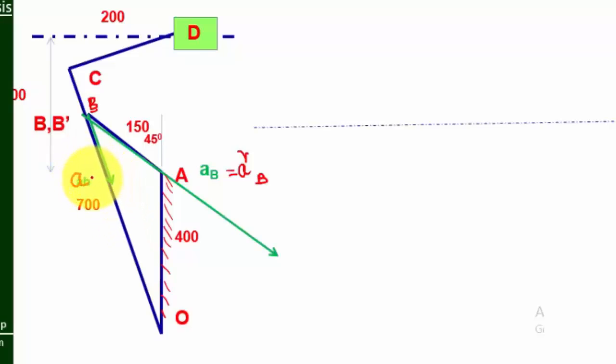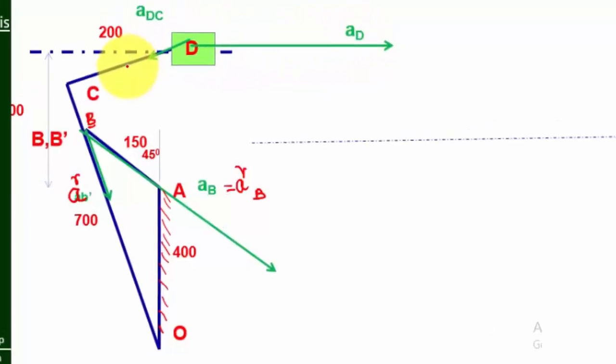So AB dash, second acceleration component. Here this is radial component. Similarly you have to find tangential component. Then acceleration component of slider, so AD. So slider has only one component. There is no separate tangential and radial component for slider. So there is no problem.